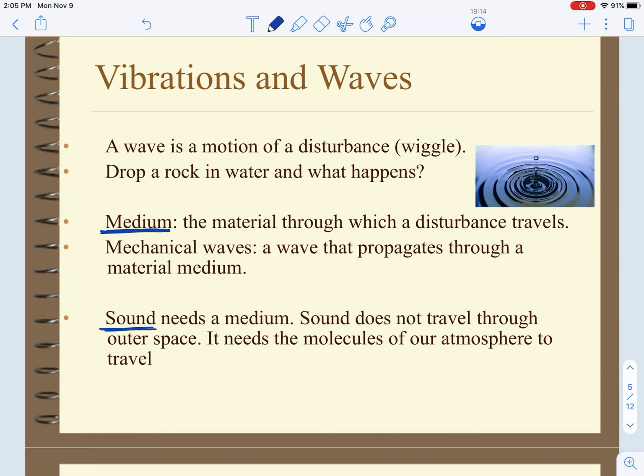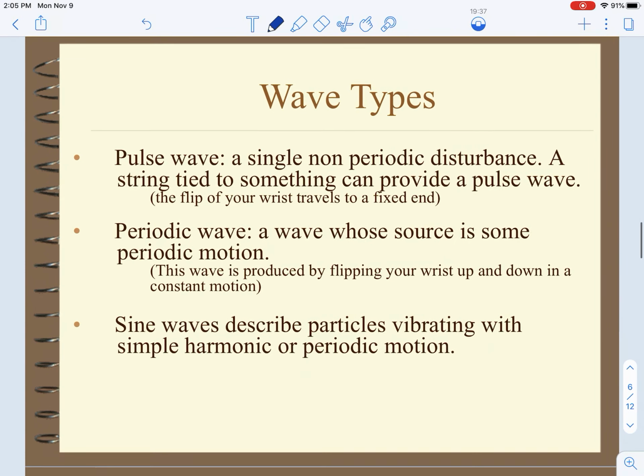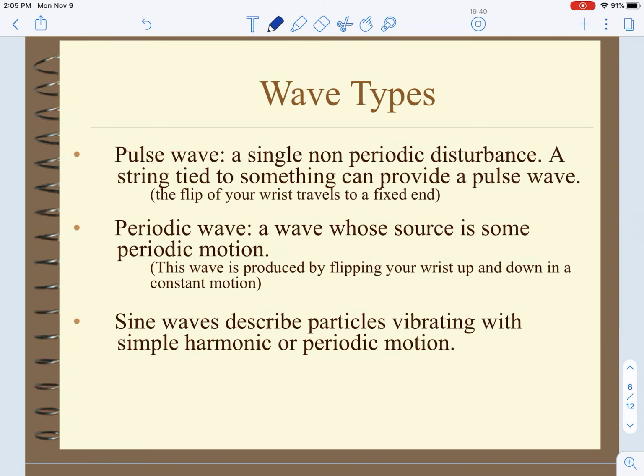Mechanical waves require a medium. We are going to be focusing on sound in this chapter, and sound would be an example of a mechanical wave because it does require a medium. So it says here, sound does not travel through outer space. There is no matter. There are no atoms in outer space. So we would not be able to hear anything. There would be no sound created because there are no molecules to vibrate or to oscillate in order to create that sound. Okay, so make sure you understand we need a medium in order to create sound.